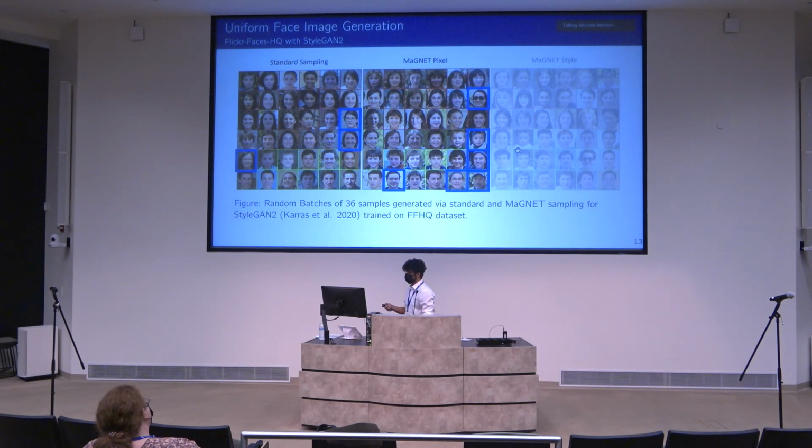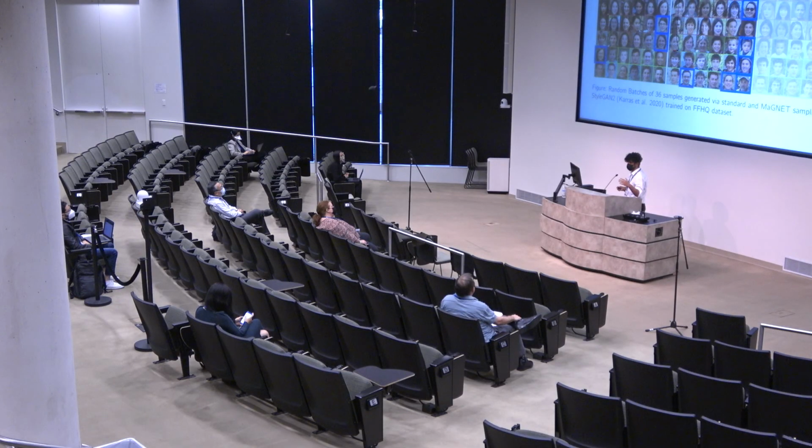And what we see is that when we're making it uniform for the pixel space, we have more presence of different accessories that the faces are wearing. So we have more sunglasses, more caps. So this is a smaller batch. We have larger batches in our paper. And also, we have attribute distributions for a very large set of samples that we would urge the audience to take a look at.